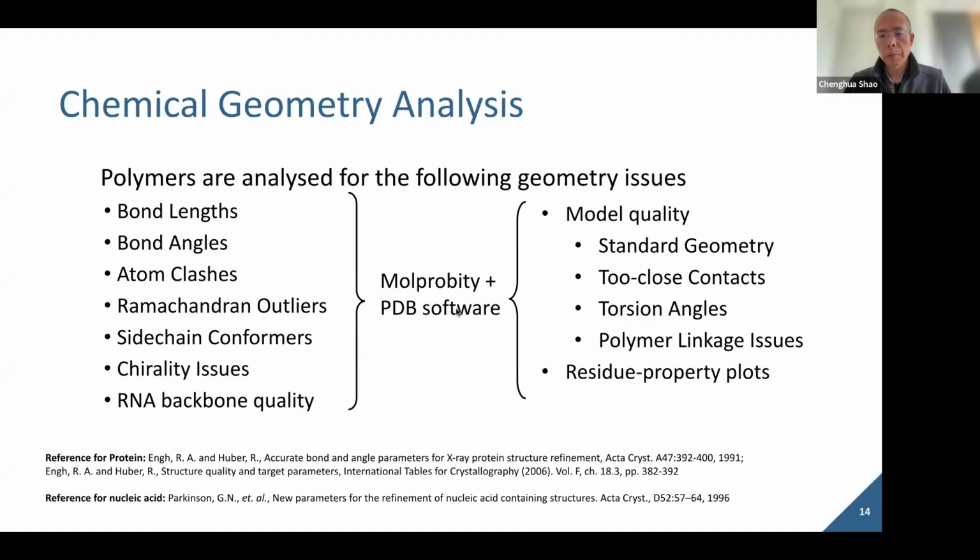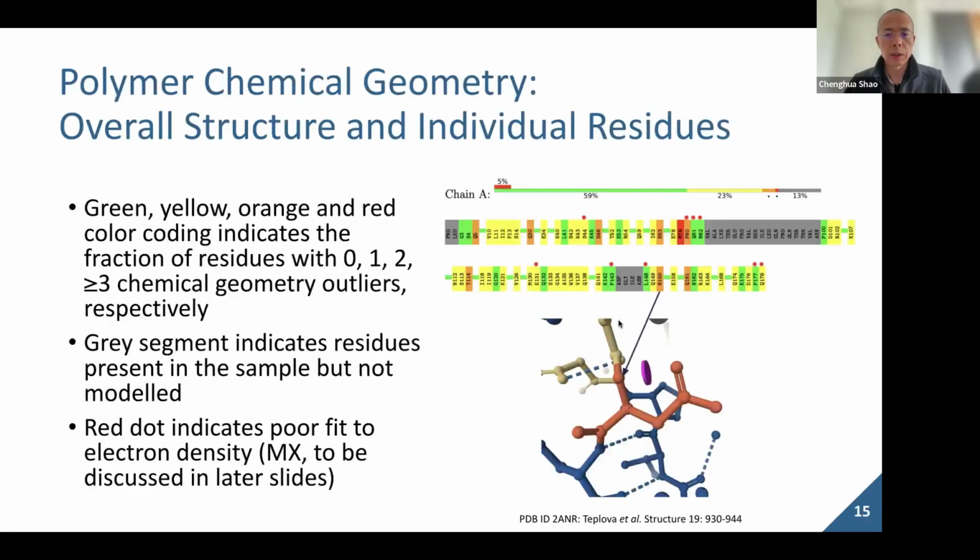Then the result is produced in the PDF report in the molecular quality section as listed here. And there's also a summary residual property plot, as you can see in this example. For this polymer, each residue is colored green, yellow, orange, or red based on the number of outliers. Green means there are no outliers, and yellow, orange, and so on mean more and more outliers. And the gray segment indicates a residue that is present in the sample but not in the model, which is common for PDB structures.